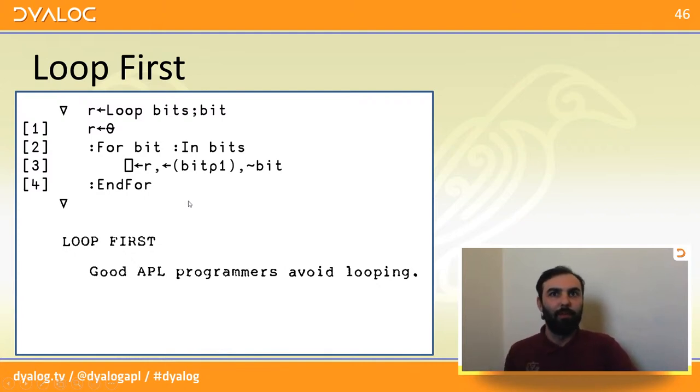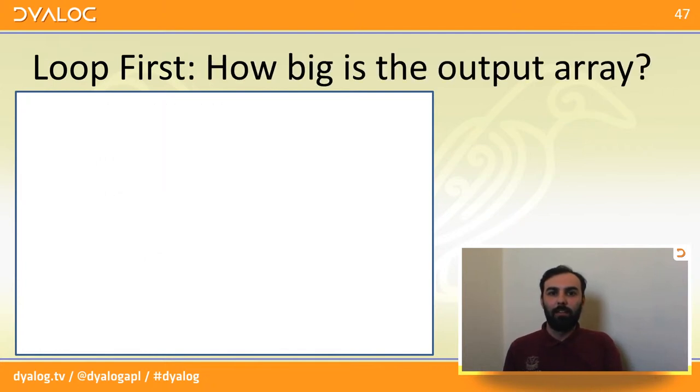But this led to the thought that one of the general things you can do to speed up loopy solutions is to pre-allocate your output array, pre-allocate your result, and then just do modified assignment or something like this to modify the bits in place. So that made us think, well, how big is the output array? Is there a nice, easy way to find out?